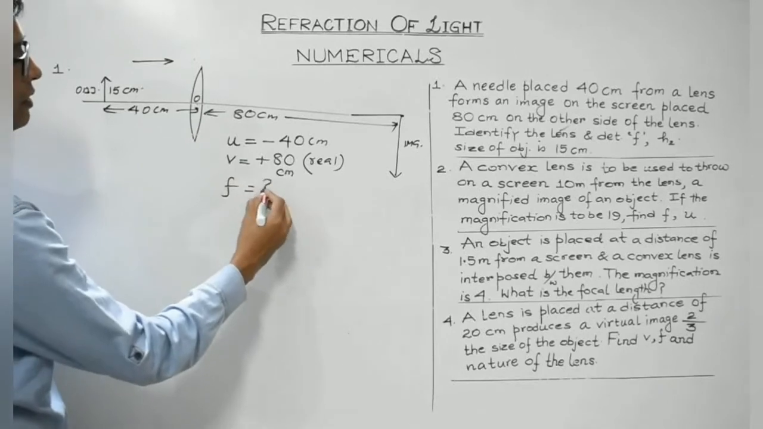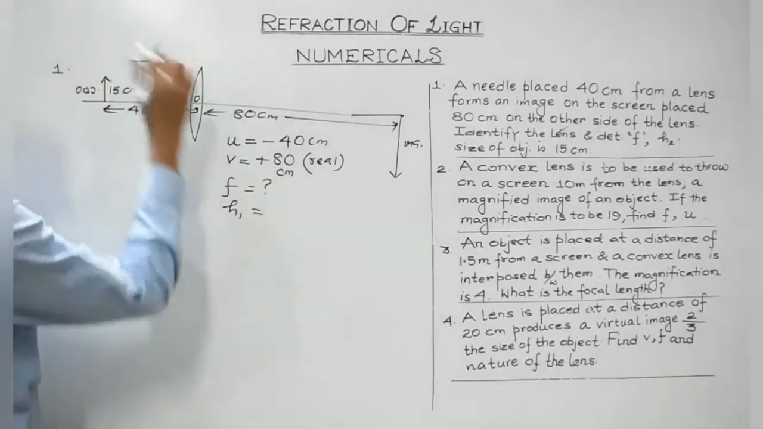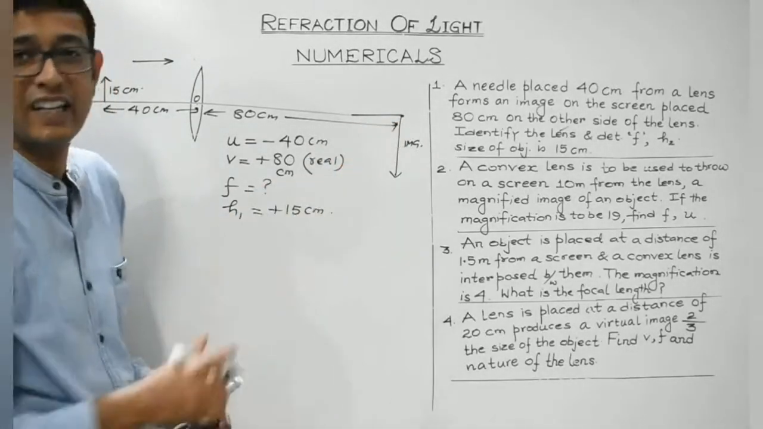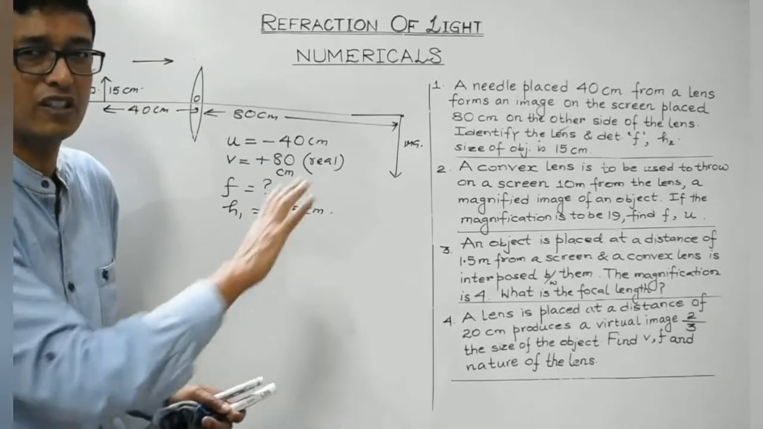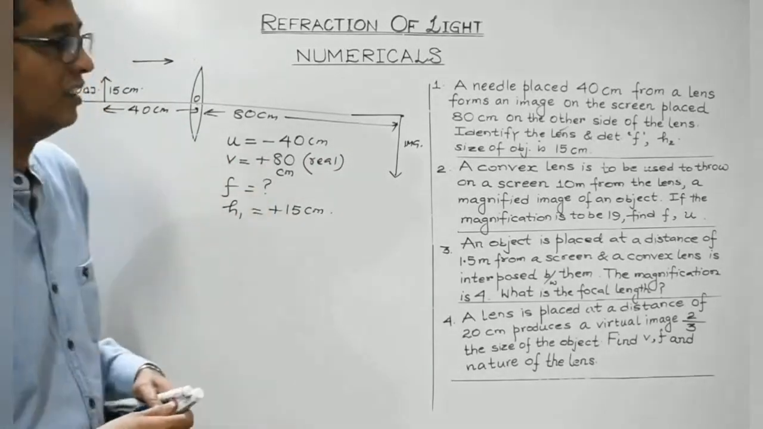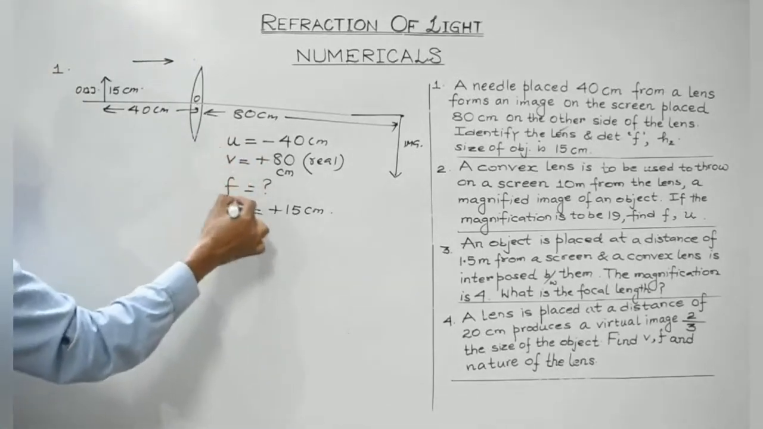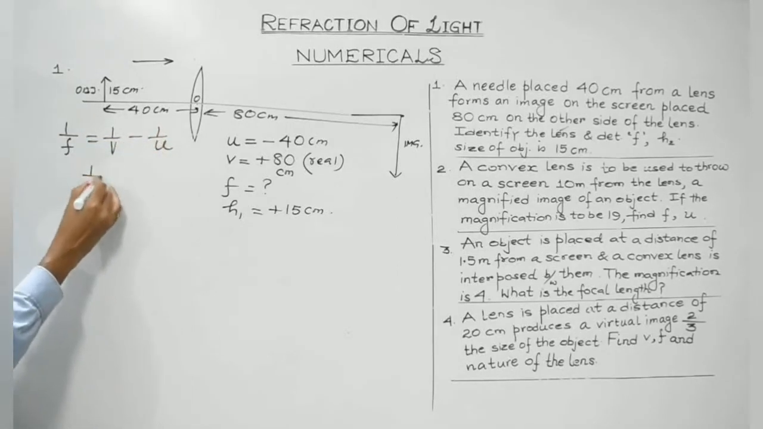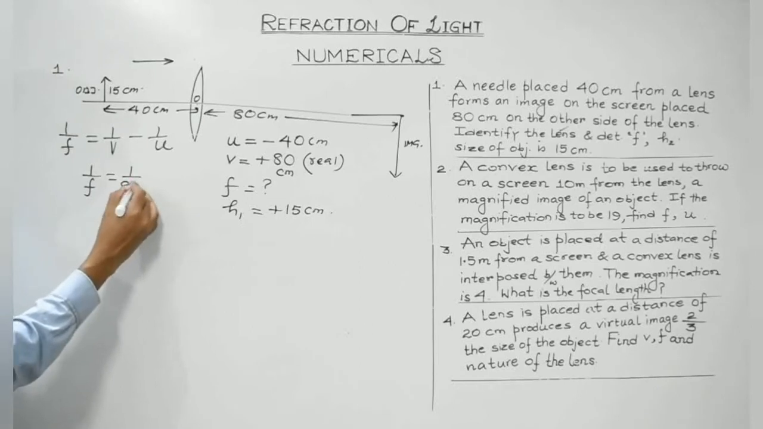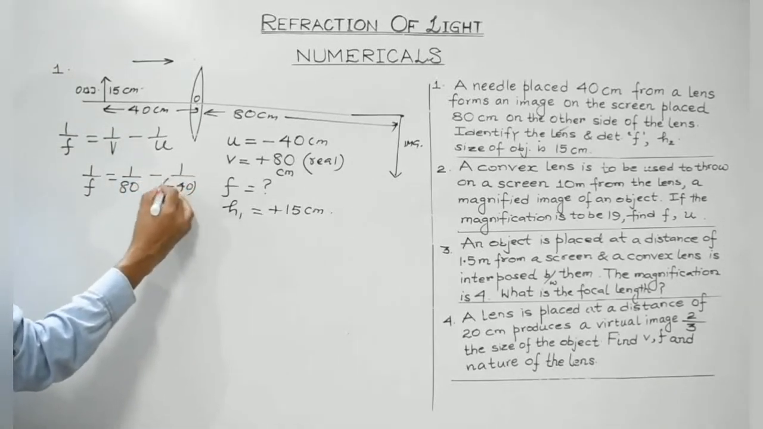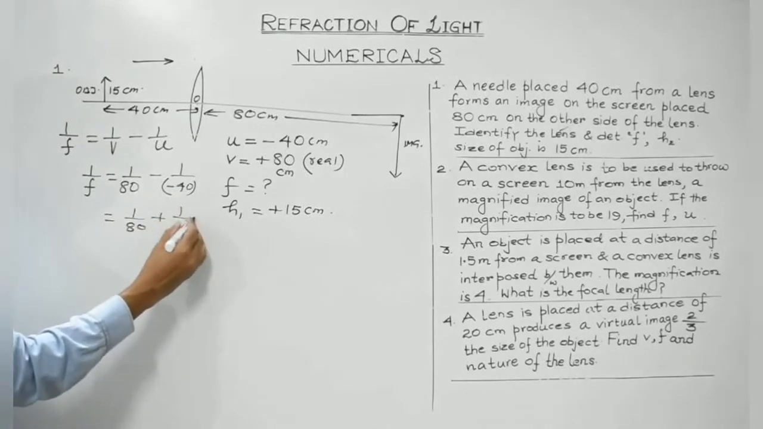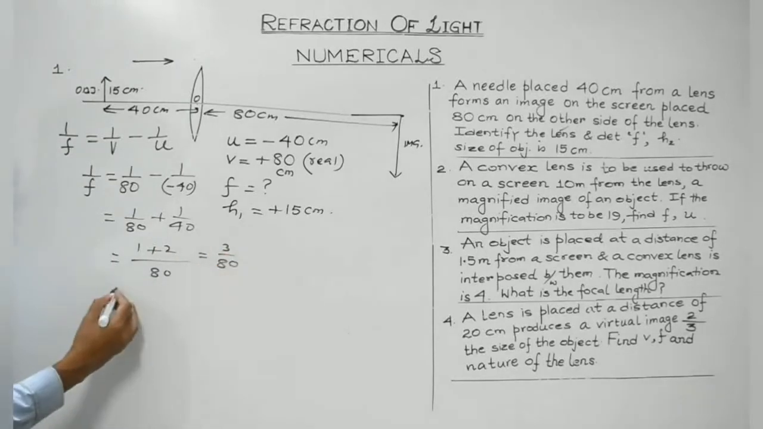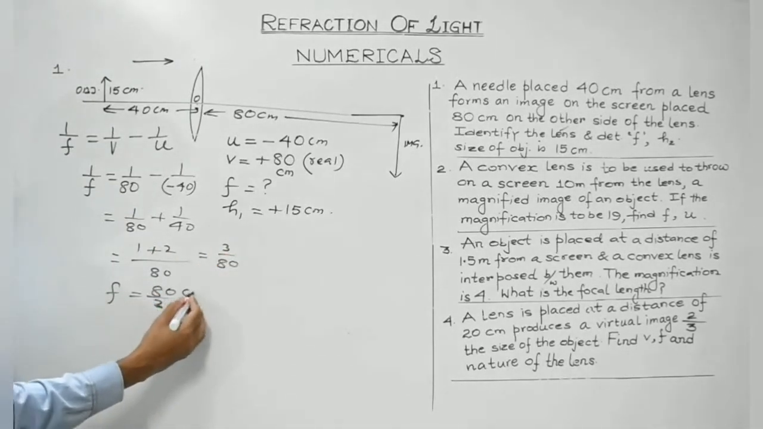F is to be determined. And H1, it's erect, it's given to be plus 15. So we can easily predict that H2 must be negative, isn't it? Before doing any calculation, these are the predictions which we can make accurately. Now let's solve it. What's the relationship between these three? It is 1 by F is equal to 1 by V minus 1 by U. Let's substitute the values. 1 by 80 minus 1 by minus 40, so it is 1 by 80 plus 1 by 40. 80 is the LCM, 1 plus 2, that is 3 by 80. So focal length would be 80 by 3 centimeter.